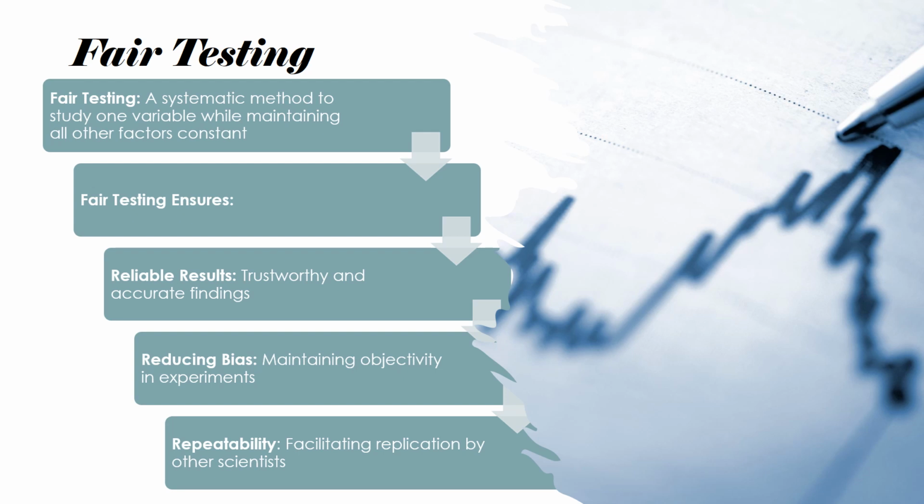2. Reducing bias. It helps us reduce bias or personal opinions from creeping into our experiments. Science is all about objectivity, and FAIR testing is a way to maintain that objectivity.